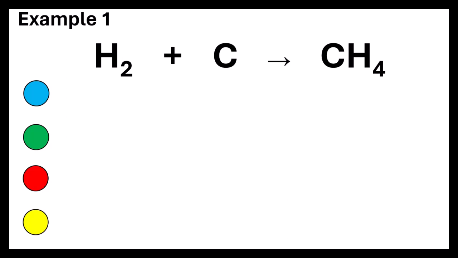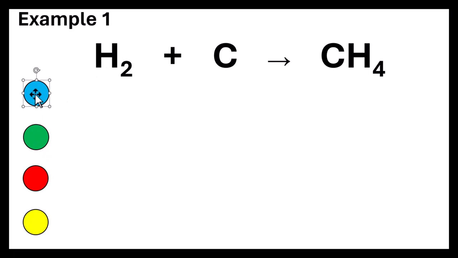I'm just going to show you how to use these digital bingo chips to help you balance equations. This example that I'm showing you first is one that we have done before in our balancing equations activities. So each of these colors is going to represent an atom of an element.